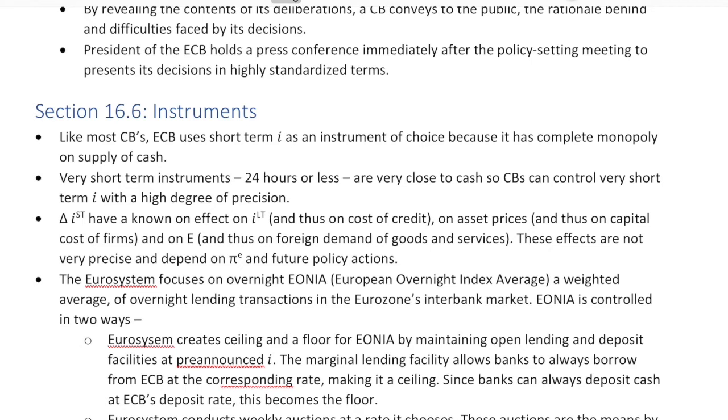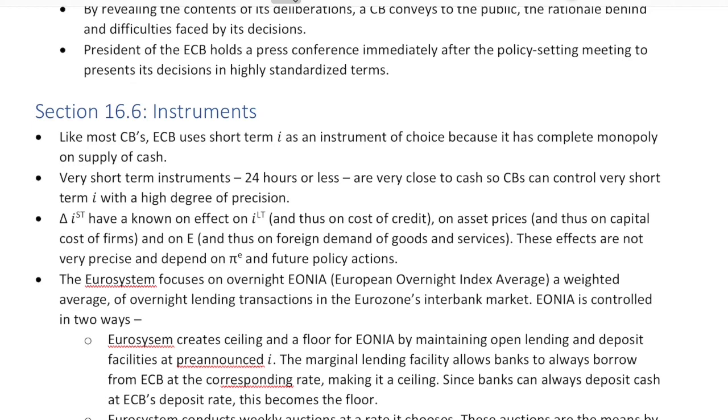Okay, so I just used the term federal funds rate. What do Europeans call it in the Euro system? It's called the EONIA, which is the European Overnight Index Average, which is a weighted average of overnight lending transactions in the Eurozone's interbank market. What are interbank markets? Interbank markets in the US are usually made up of 15 or 20 largest banks in the world. So it'd be the same in the European Union as well.